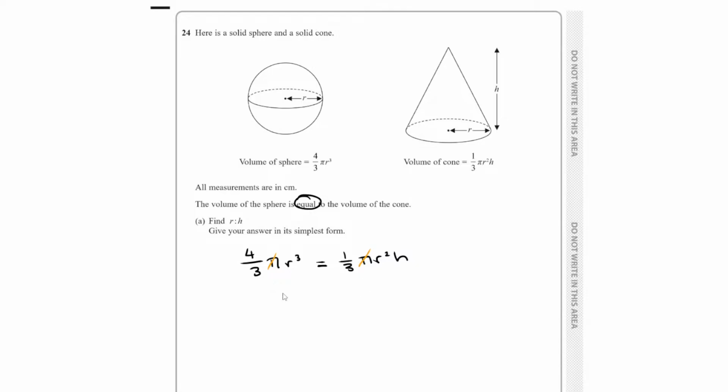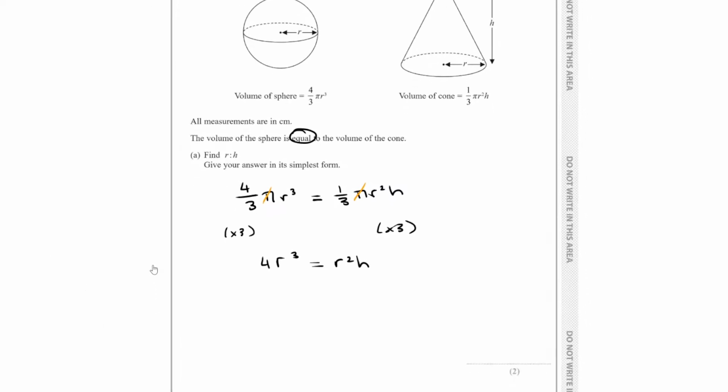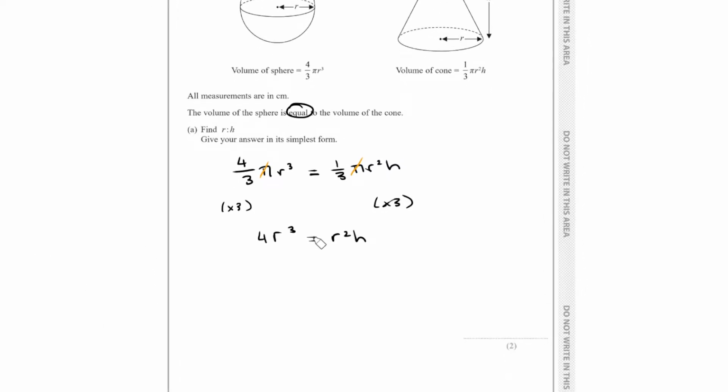Then do you see how they're both divided by 3? So I thought, well, if I multiply both sides by 3, that would cancel out the fractions, wouldn't it? So I get 4 r cubed is equal to just r squared h. And then I thought, okay, well, I want to get the r's together, so I'm going to move the smaller one, which is r squared. I'm going to divide by r squared, which if you think about index laws, that would be r cubed divided by r squared, which would leave me with just 1r, as in r to the power of 1.